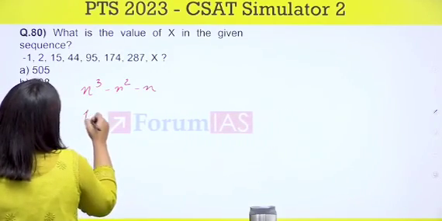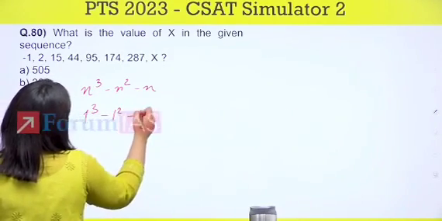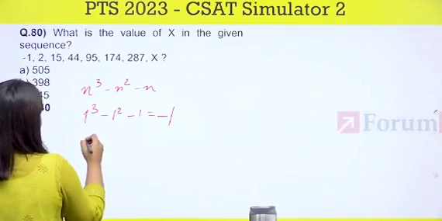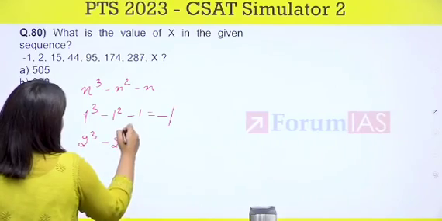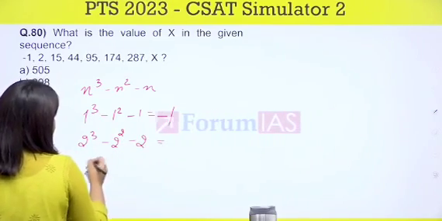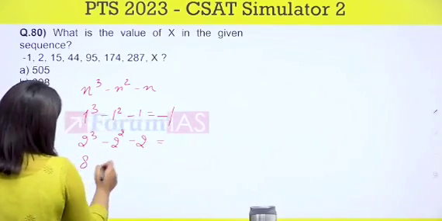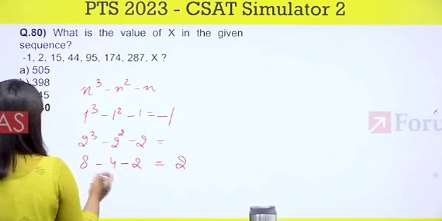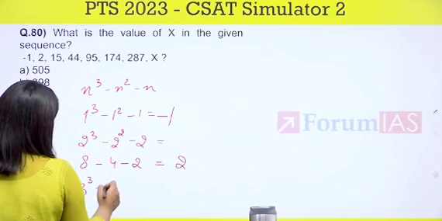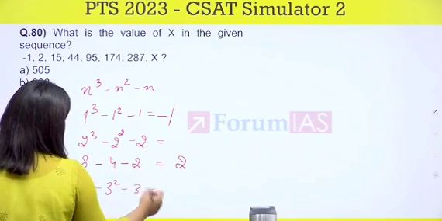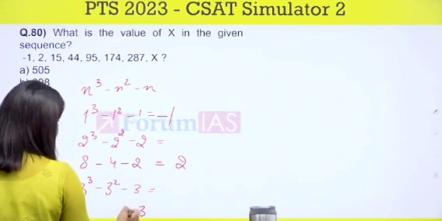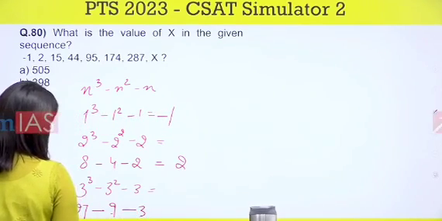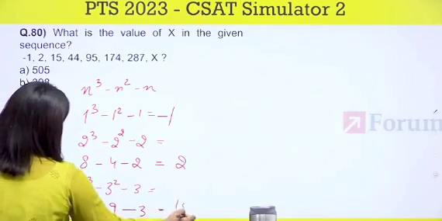So for the first term it will be 1 cube minus 1 square minus 1, which is minus 1. So 2 cube minus 2 square minus 2 is 8 minus 4 minus 2, which is 2. Then the third one, 3 cube minus 3 square minus 3, is 27 minus 9 minus 3. 9 and 3 is 12. 27 minus 12 is 15.